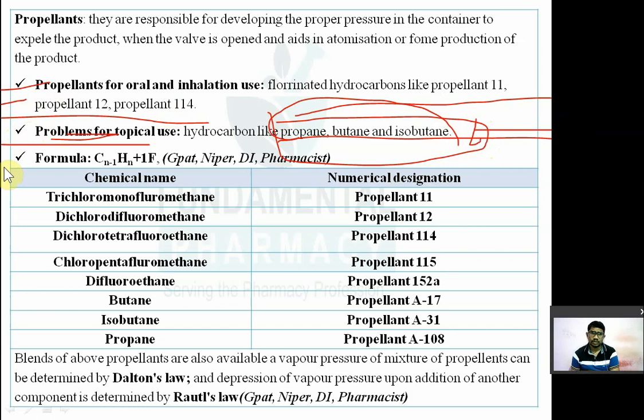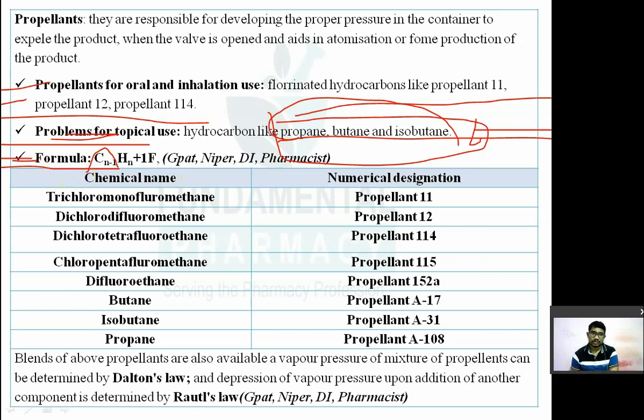Particularly the fluorinated hydrocarbons are called chlorofluorocarbons, CFCs. We generally call them CFCs, chlorofluorocarbons. They have a general formula, C(n-1) H(n+1) F. I will explain this formula. n minus 1 is the number of carbons in the particular propellant molecule. How many carbons are there in the propellant molecule?